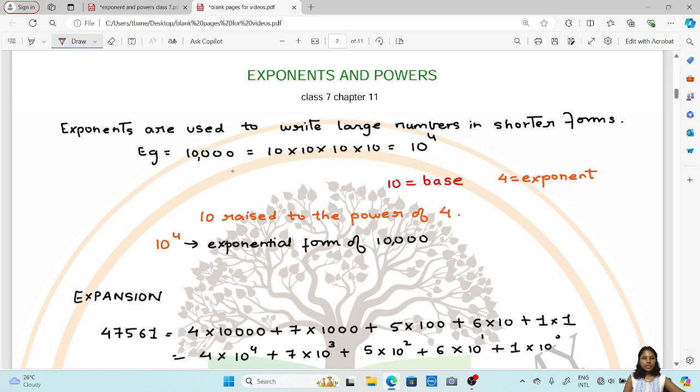So now here in this case, the number 10 which is at the base is called a base. Because it is written down, it is the base. And the number that is written in the raised-to position is known as the exponent. So now we read this number all together as 10 raised to the power of 4, or 10 raised to 4 is the exponential form of 10,000. So this is the use of exponents.